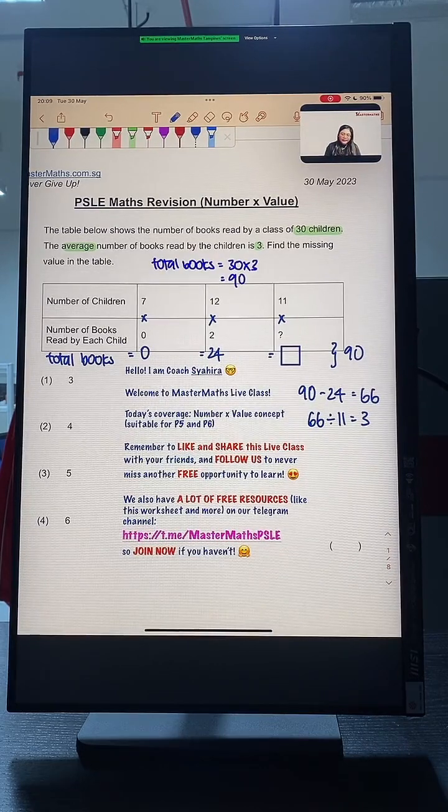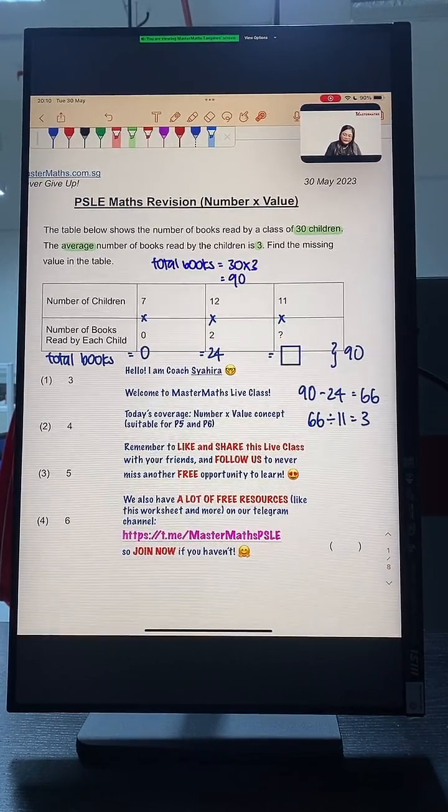Why do we multiply the number of children by the average number of books read by the children? This is so that we can find the total number of books. We don't have a total number of books here, but we can use the concept of average to help us. If we have the total number of people and we have the average, number times average will give us 90.